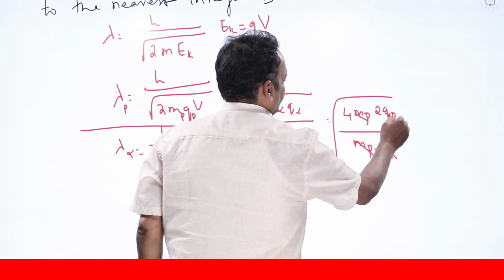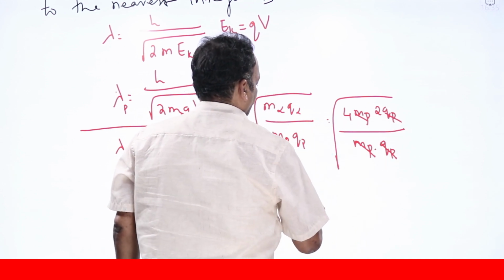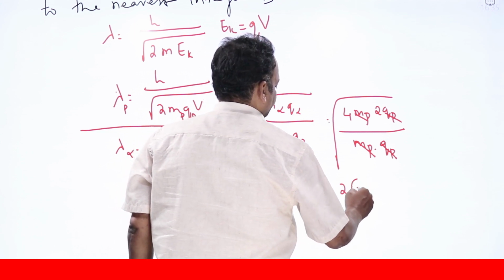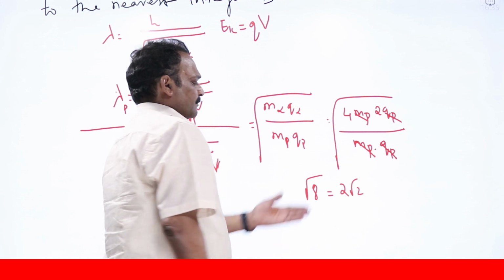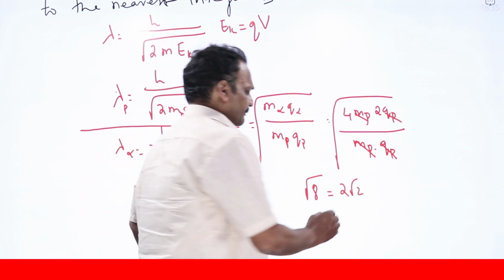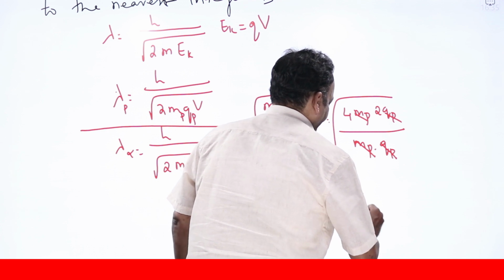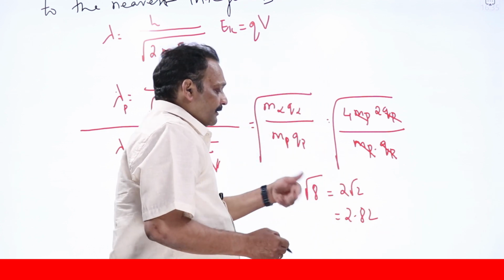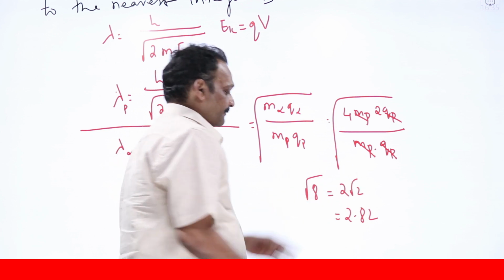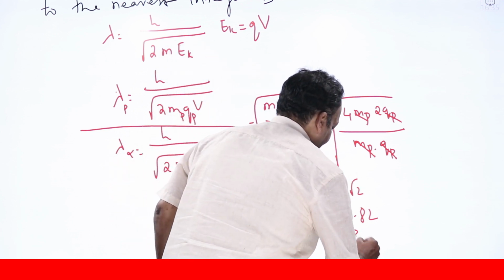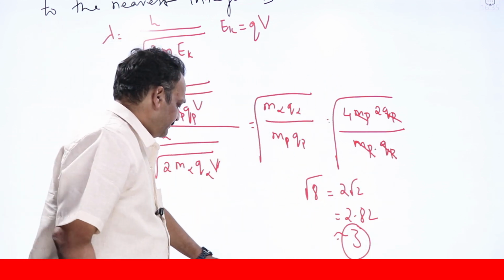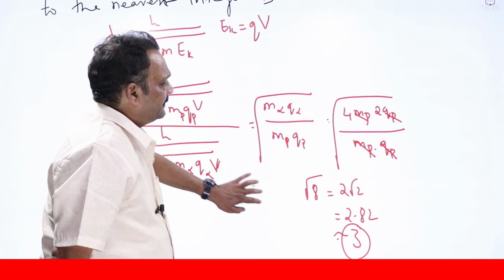mp qp get cancelled, so it is nothing but root 8. Root 8 is 2 root 2. Root 2 is 1.414, so 2 into 1.414 is approximately 2.82. It is an integer type answer, isn't it? So what is the nearest integer to it? It is 3. So the answer will be 3. The same question may come in many ways.